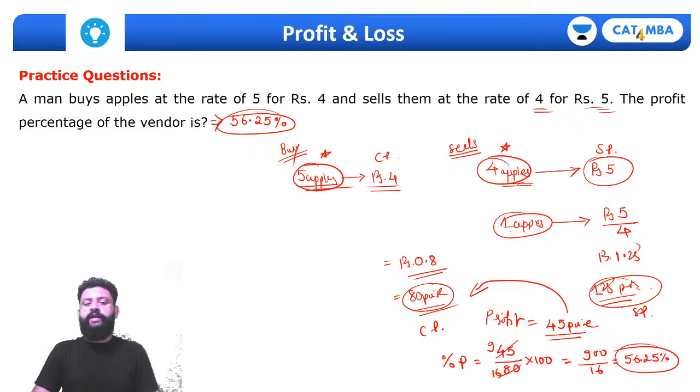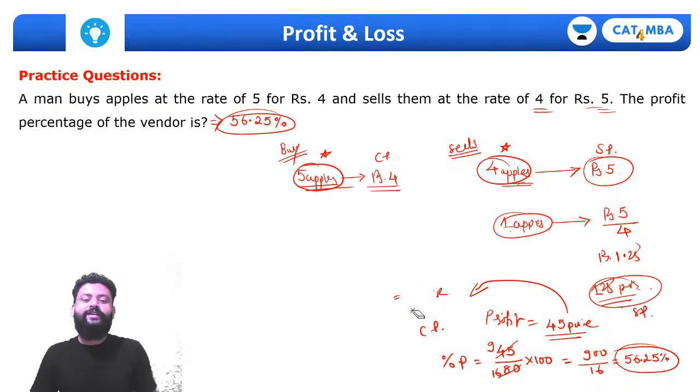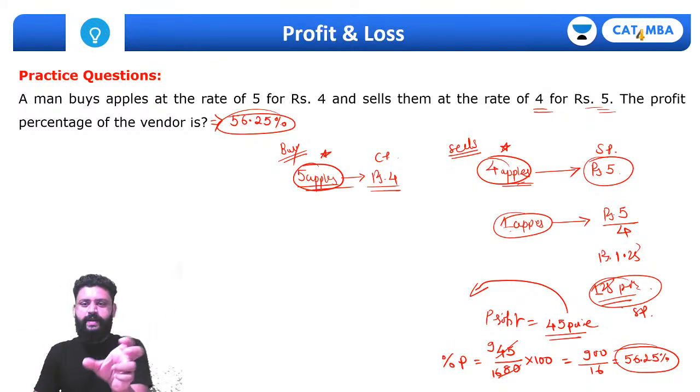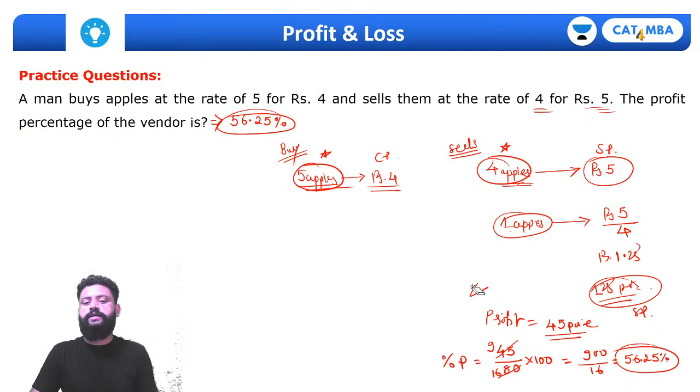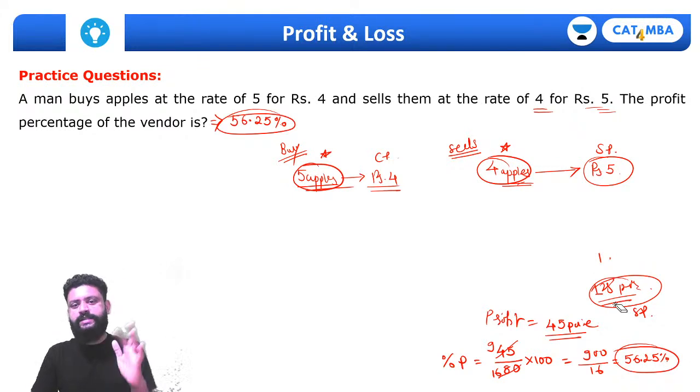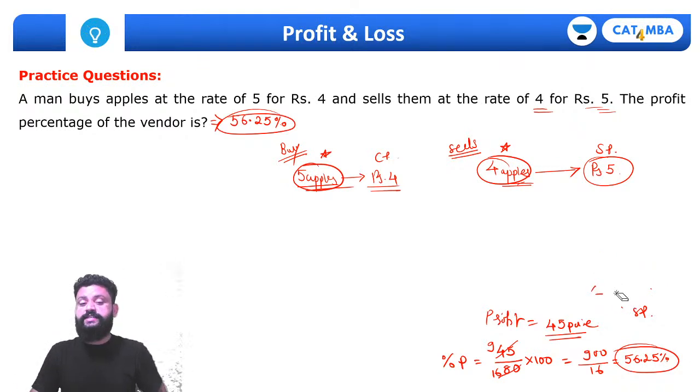Now, the very beautiful thing about the percentage is, look guys, here the percentage profit will not change if you buy 1 apple and sell 1 apple at the same rate. I'm talking about the buying rate, the rate at which we buy and the rate at which we sell. If we keep this rate the same, it doesn't matter if you buy 1 apple and sell 1 apple, or buy 100 apples and sell 100 apples, or whatever number of your choice you take.